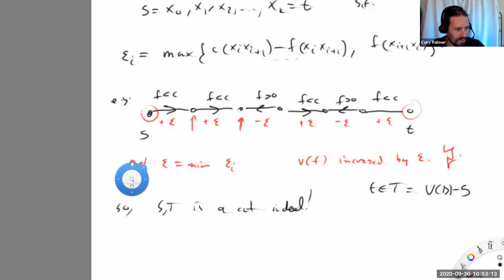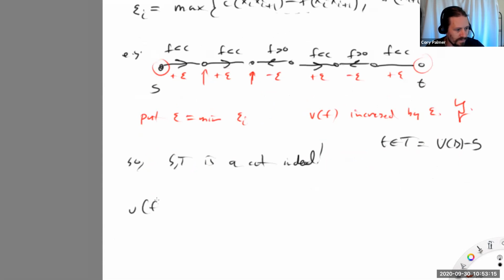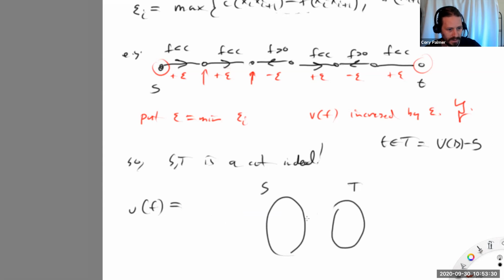And so now let's compute the value of the flow. Okay, let me draw a picture and just leave it there. So here's S and here's T. And now let's look at capacities across real quick. Okay, and maybe a reverse edge here too.